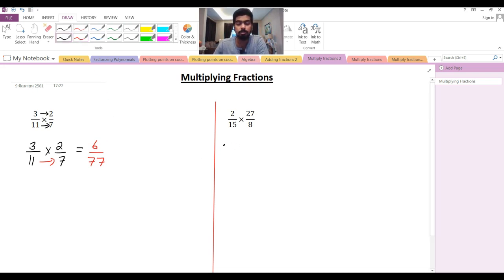Now let us go to question number 2. In this question, we'll be doing how we simplify fractions and what the rules on simplifying fractions are. So let's get to it. We have our question: 2 over 15 multiplied by 27 over 8. Now there are a few rules when we simplify fractions.